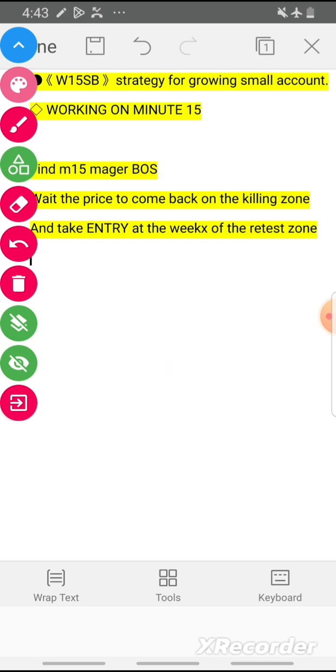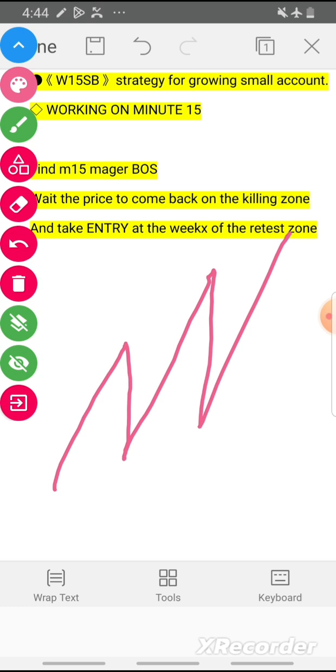Whenever that happens, what you have to do is highlight your zone, highlight the recent high or the recent lower low. So this is our recent lower high, the recent high. So guys, the market has broken that on minute 15. After breaking that, we wait for the market to come back at this level.